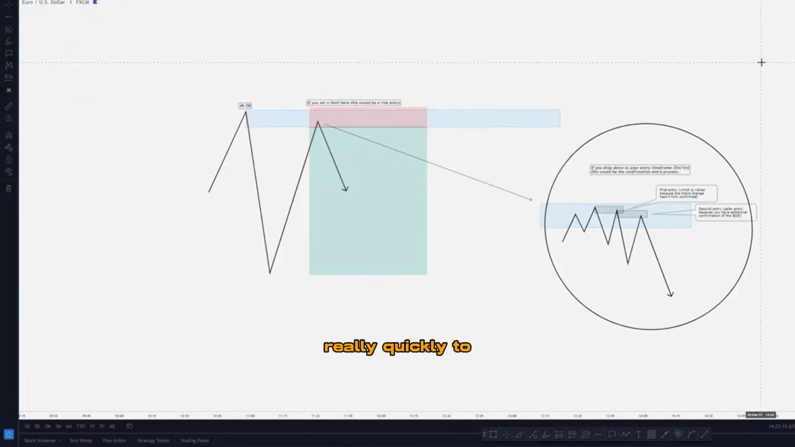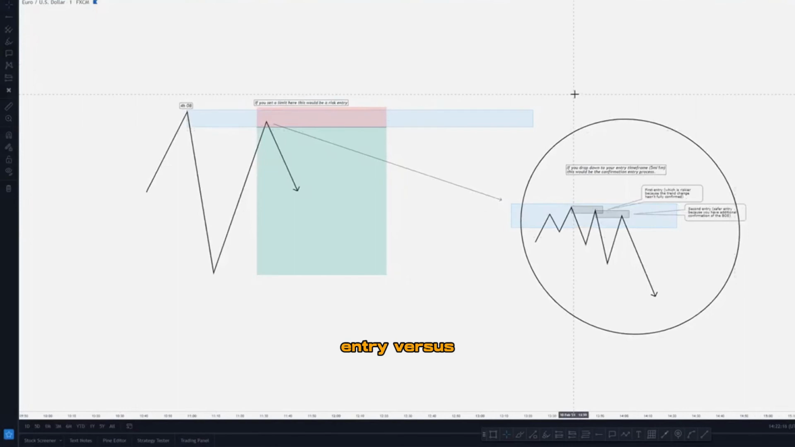And just adding on really quickly to the whole risk entry versus confirmation entry, this is probably a cleaner way of explaining it. You have your 4-hour order block. If you just set a limit order on that order block, whether you refined it down to a 1 minute or 5 minute, and you're not looking for that break of structure, that would be a risk entry.